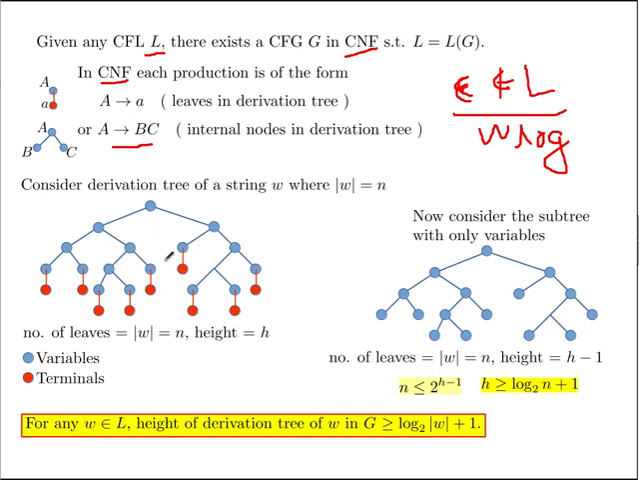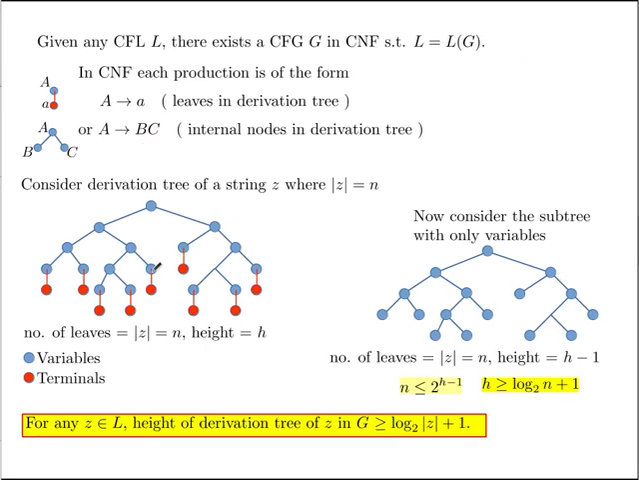What we can say here is that if we have any string in this language L, then in this grammar that we are considering for this L, the height of the derivation tree of w for any w satisfies this lower bound, log base 2 of the length of the string plus 1. So this is what we have for any string in this CFL L. In fact, it would be easier if we use z as a variable here instead of w. So the same statement for z.